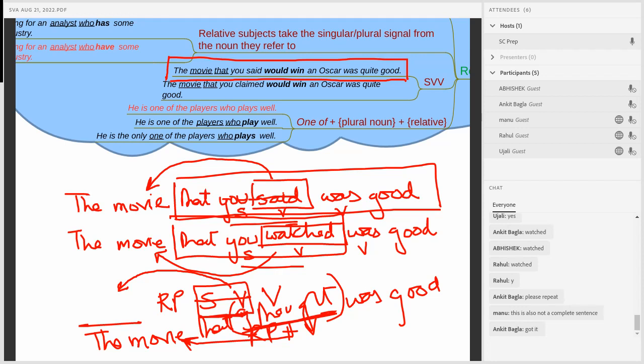Excellent. Yeah, Manu, whatever I'm saying right now, that is not a complete sentence. Abhishek and Ujali, quick check. Is this okay? Abhishek's comfortable. Ujali? No, I don't think I quite understand this still. Got it. Let me give you another example.